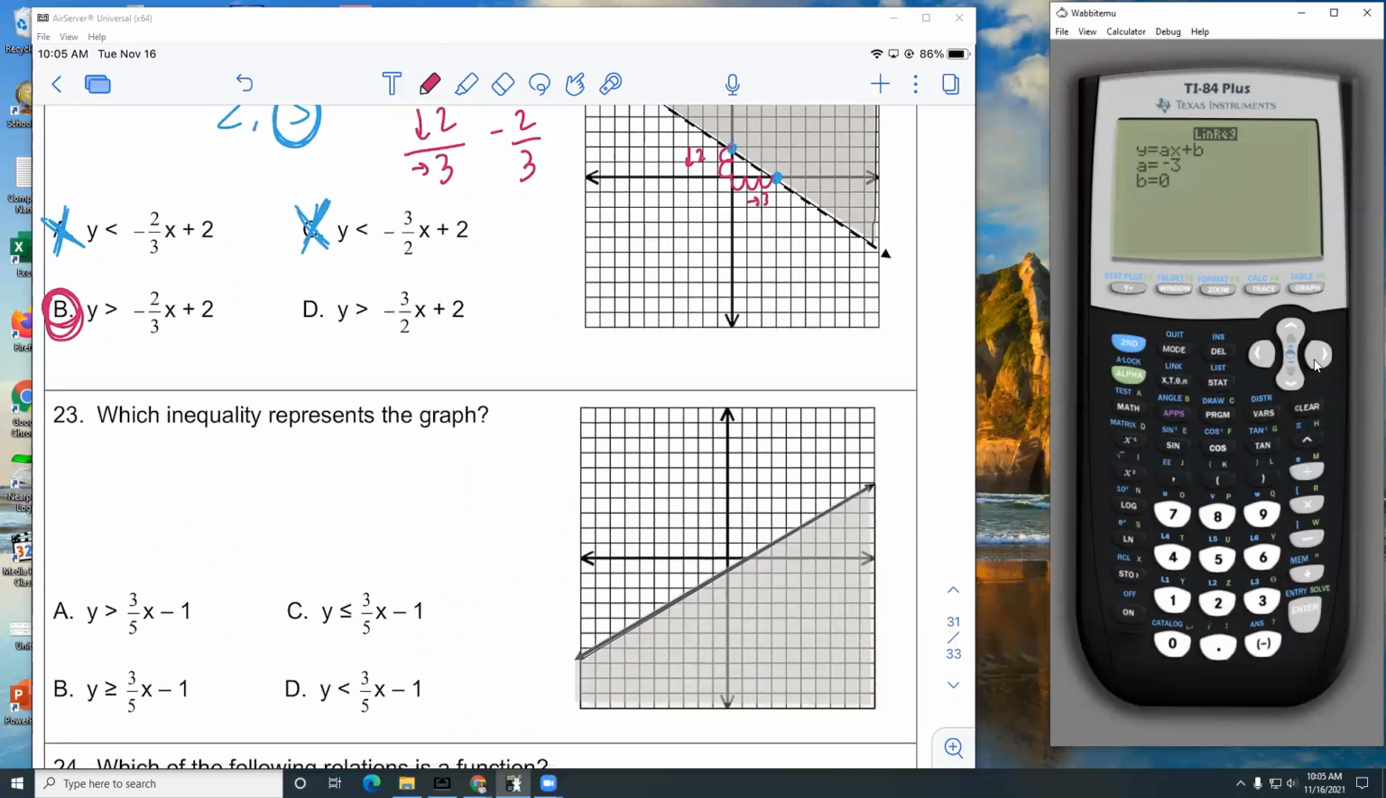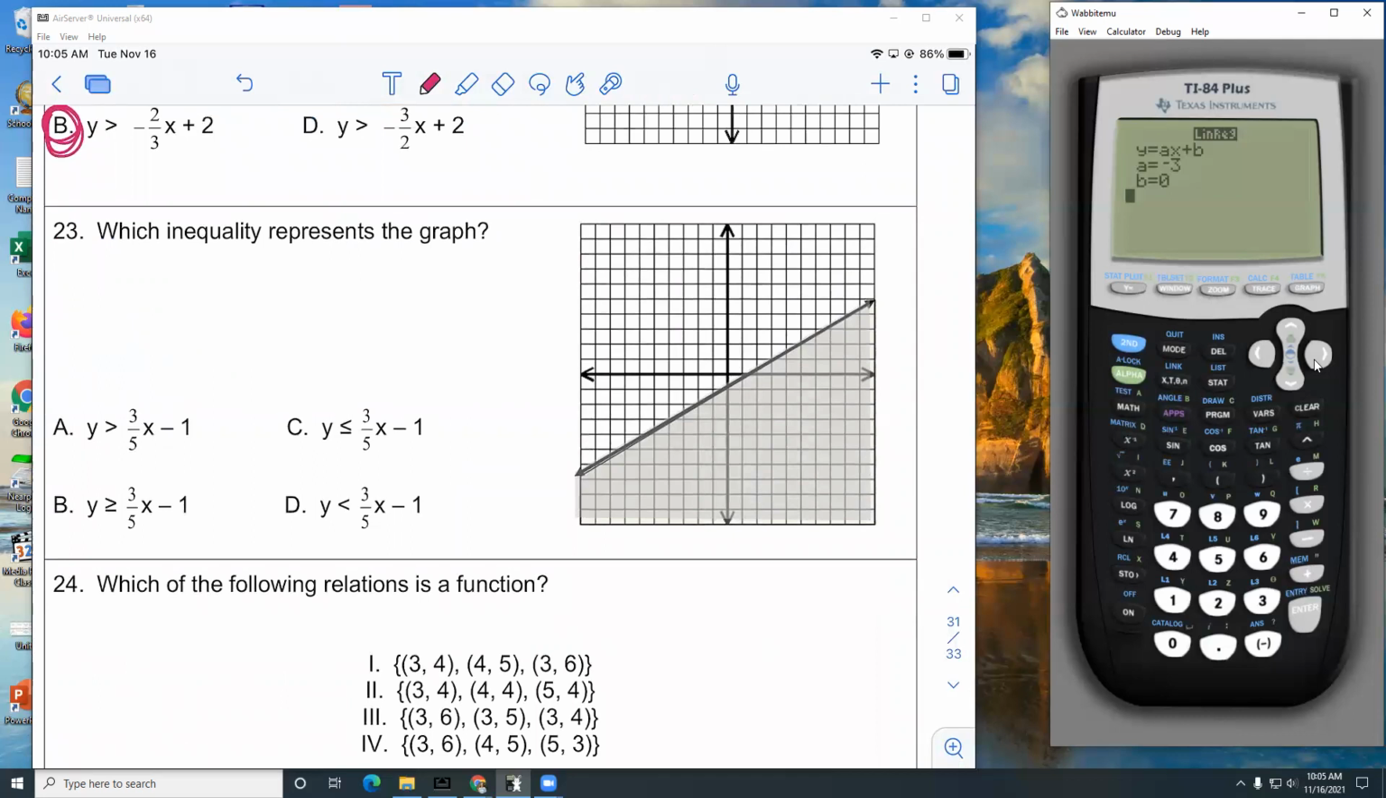Same idea here. Which inequality is represented by this graph? Okay, again, think about where it's shaded and what kind of a line we use. This is a solid line. So solid line should either be less than or equal to or greater than or equal to. So I'm going to automatically eliminate A, and I'm going to eliminate D. And here I've shaded below. So this should be less than or equal to, which is answer choice C. Again, guys, really good, really easy test taking strategies.